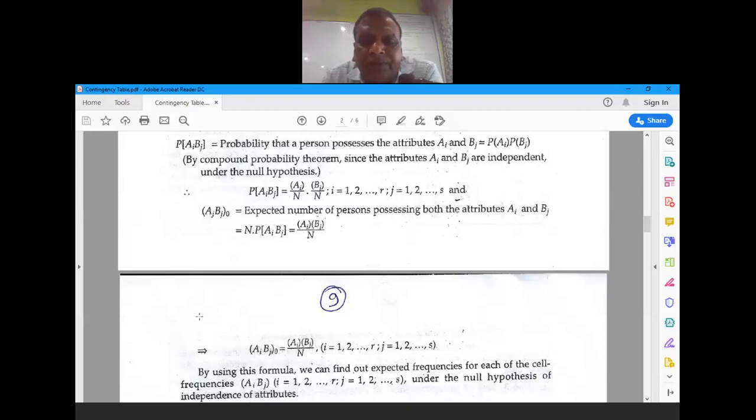So now I summarize the chi-square test. First of all, we have discussed the meaning of chi-square variate, then the conditions for the validity of chi-square test, then the applications of chi-square test. And we have also discussed examples based on test of goodness of fit and on independence of attributes. We have also discussed the meaning of contingency table and its correction for continuity. So this finishes your chi-square test.